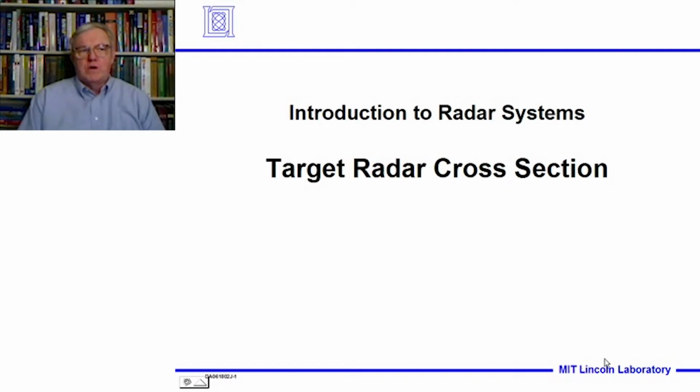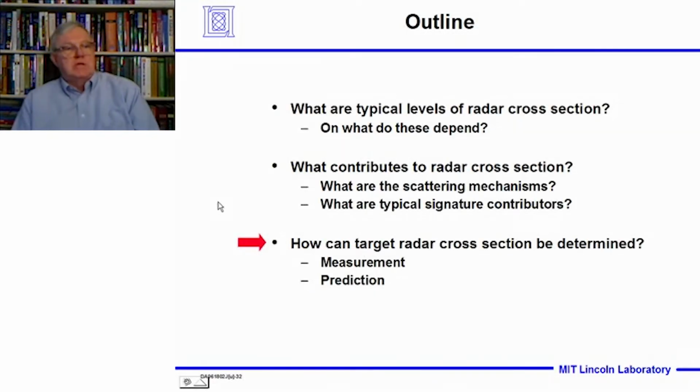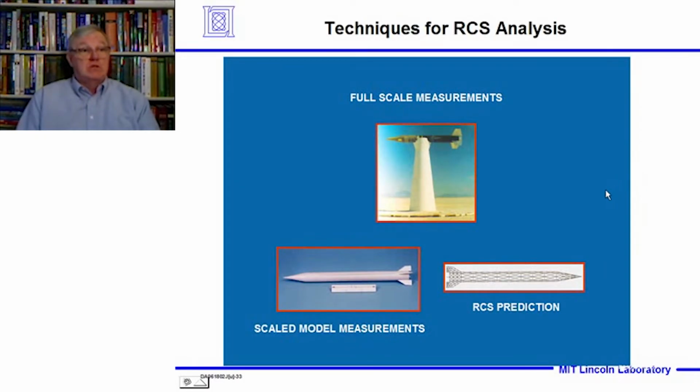And now we'll move on to part 3 of lecture 4 on radar target cross-section issues in the Introduction to Radar Systems course. Now the question is, how can a target cross-section be determined? First one is by measurement.